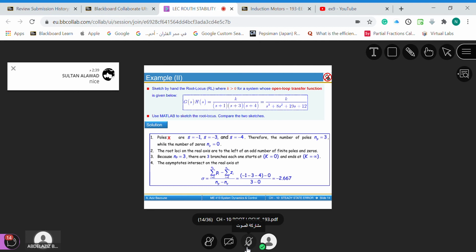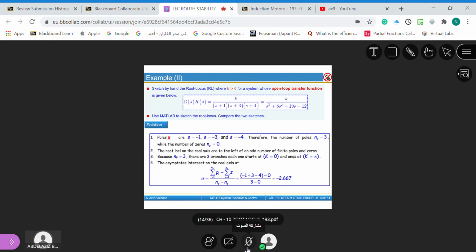So Shabab, if you want to sketch by hand the root locus, where K is positive, for a system whose open loop transfer function G(s)H(s) is given by this one, K over this one, or this one. So use MATLAB to sketch the root locus, compare the two sketches.